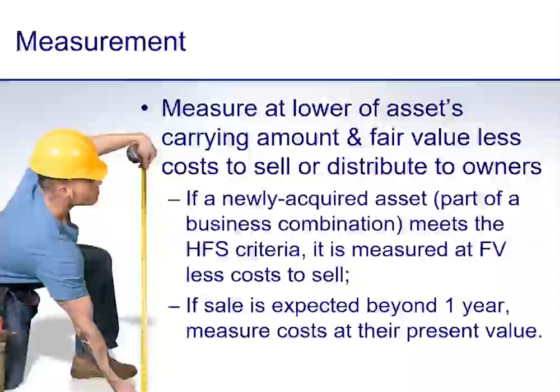Let's move on to the measurement that relates to non-current assets that are held for sale. We've taken the decision that we will dispose of an asset. We meet all the criteria for classification as a non-current asset held for sale. Now we're required to go and measure that asset. The standard says to us, we're required to measure the non-current asset at the lower of its carrying amount, so what is it currently sitting at in the books at present, and its fair value, less any cost to sell or distribute to owners at that point in time.